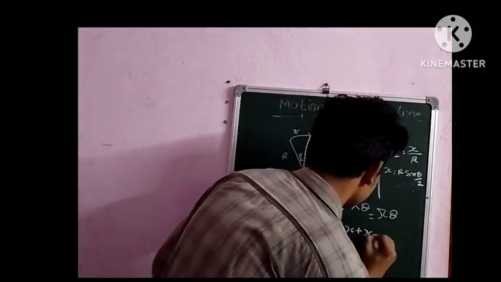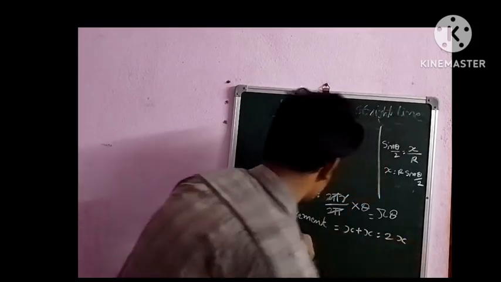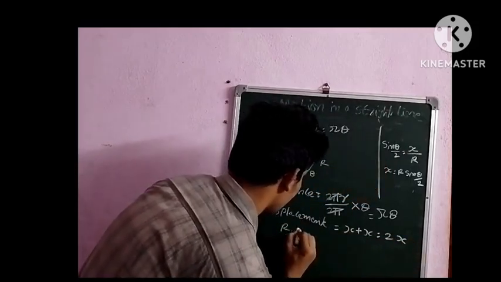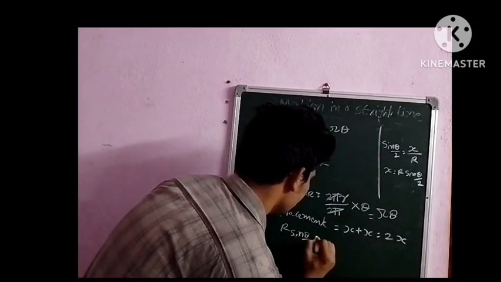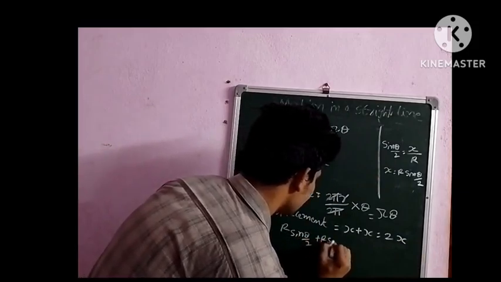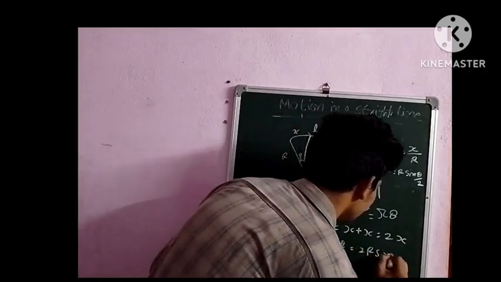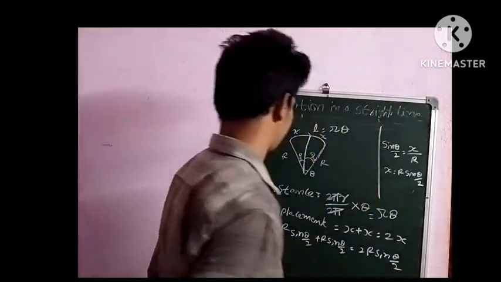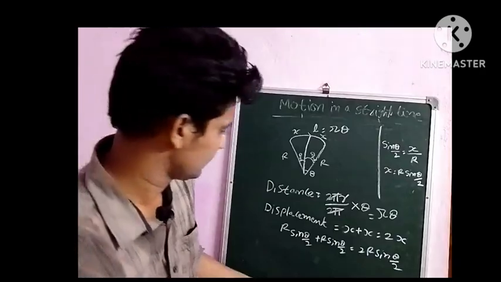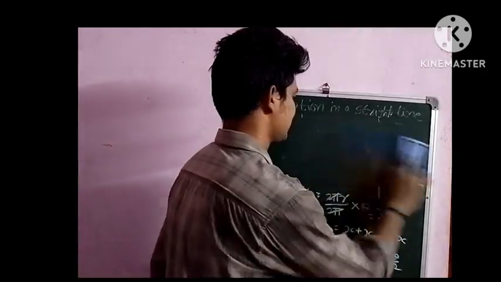x plus x is equal to 2x. One x is equal to r sin(theta/2). Another x is equal to r sin(theta/2). Totally 2r sin(theta/2). This is the displacement and distance.